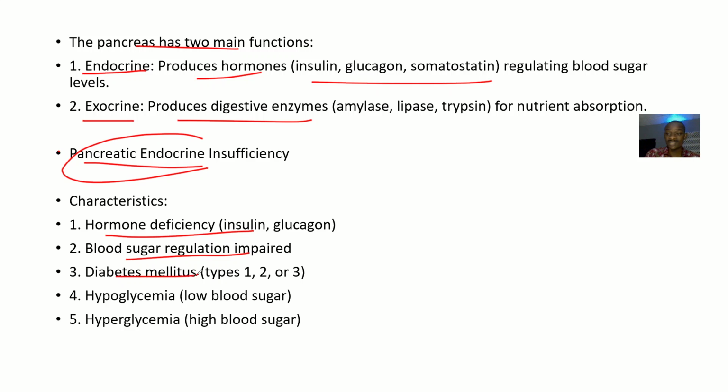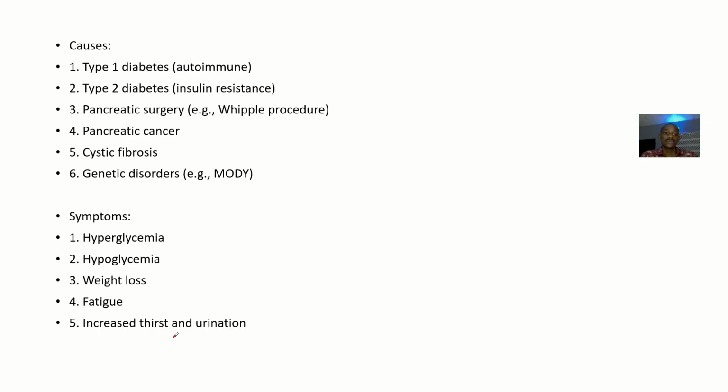It can lead to disease conditions like diabetes mellitus type 1 and type 2. It could lead to hypoglycemia or hyperglycemia. Either one could happen. So what are the causes? It could be that the patient already has type 1 or type 2 diabetes. In type 1, there is no insulin produced, while in type 2, there's little insulin produced or there's insulin resistance.